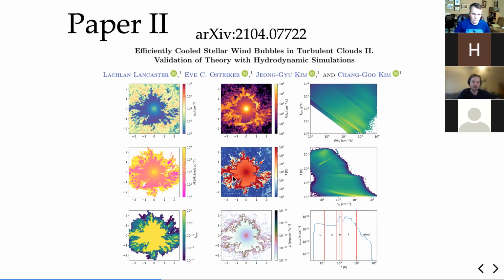In the normal Weaver solution, this very, very hot gas would be the shocked gas, but as you can see, it's not this spherical structure, and the adiabatic wind is actually taking up a lot more of the volume.